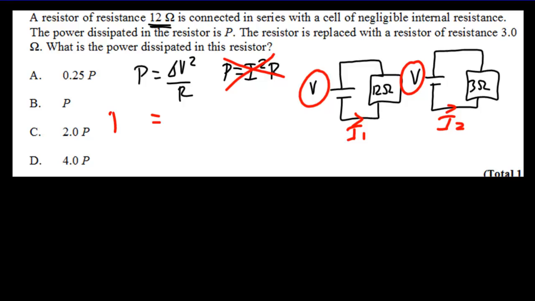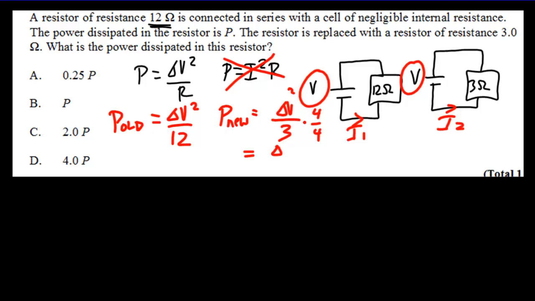And originally, I'll call it P old, I had delta V squared divided by 12. In the new situation, I've got delta V squared divided by 3. Now, if I multiply the new one by 4 over 4, I'm going to get delta V squared divided by 12 times 4. In other words, this is 4 times my original power. And so my answer here should be D.